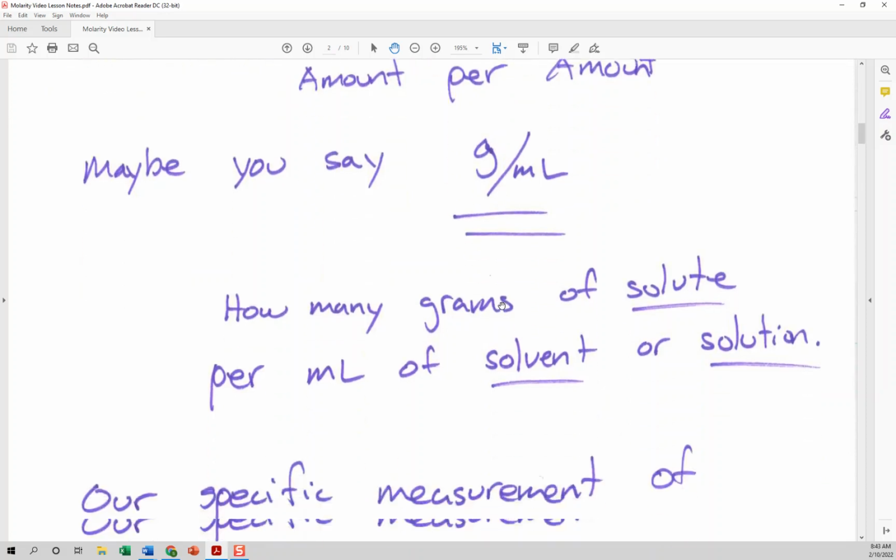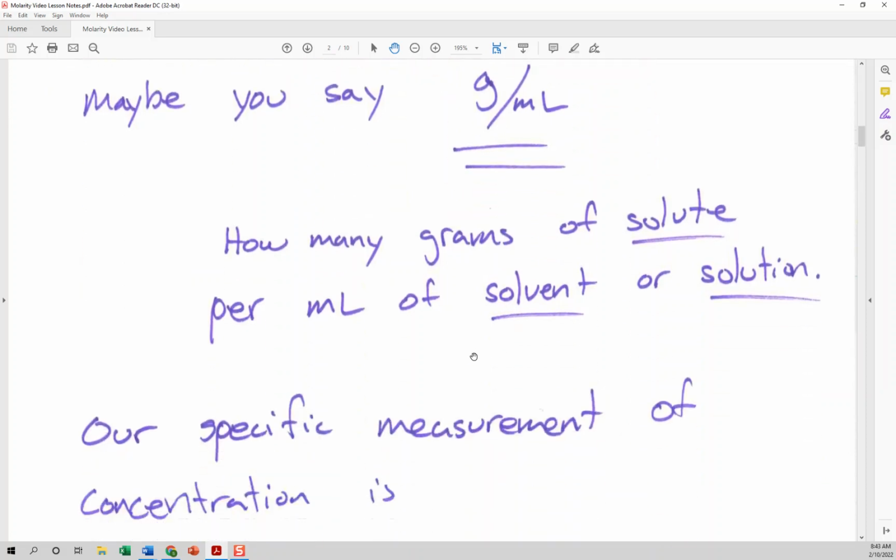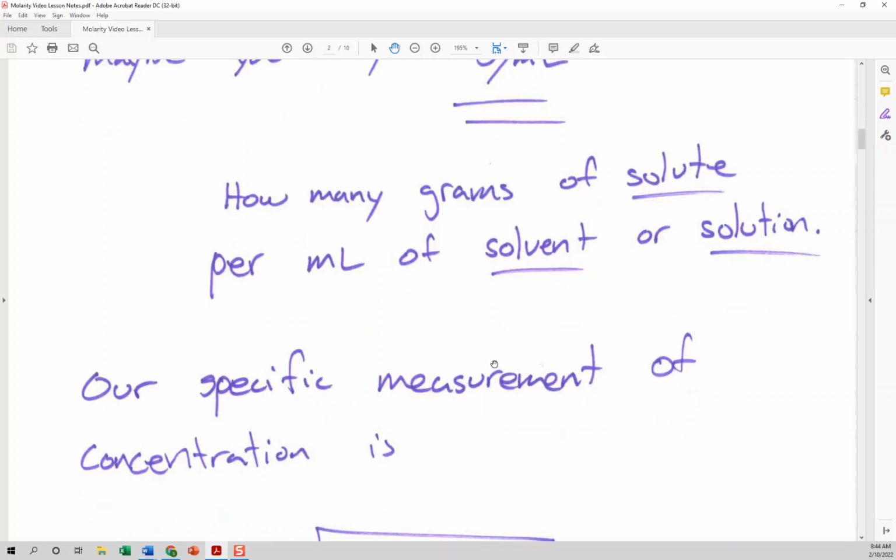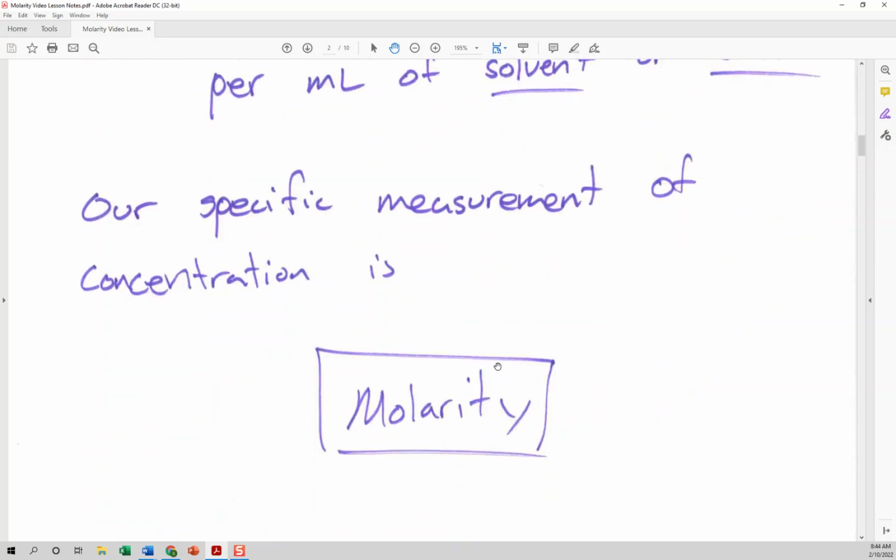But what we're gonna talk about is a specific measurement of concentration, okay? It's kind of our measurement in chemistry for how concentrated something is. Okay, again, you could make up your own measurement of concentration. It's amount of this per amount of that, right? That's what concentration is. But our measurement is going to be molarity. Okay, so molarity is a measurement of concentration. It's a specific measurement of concentration.